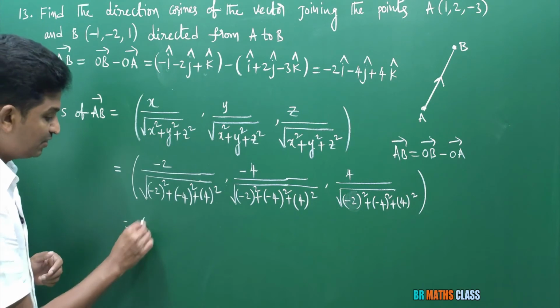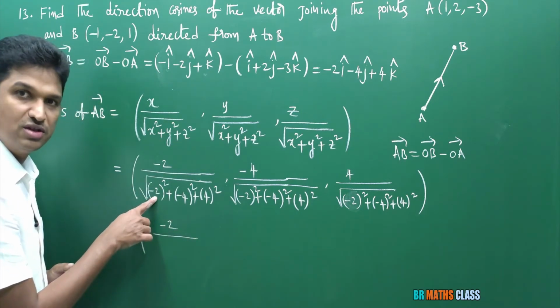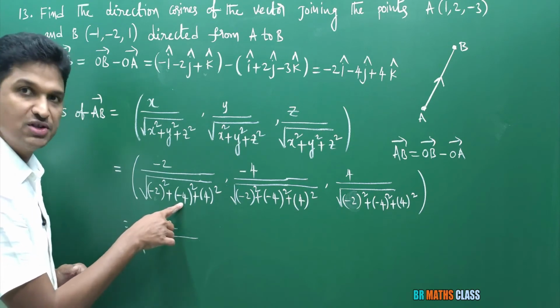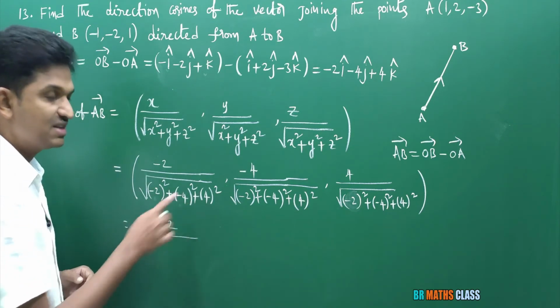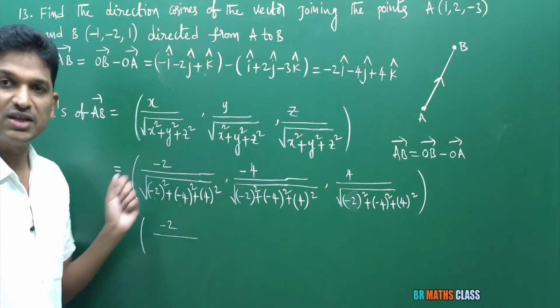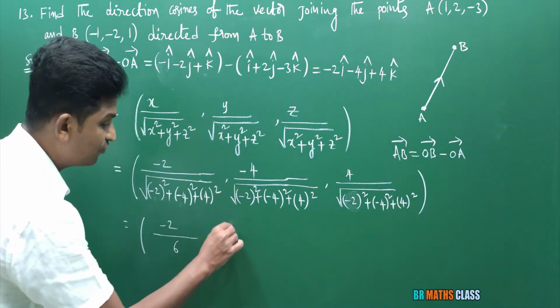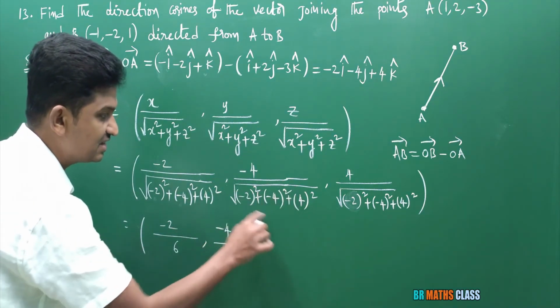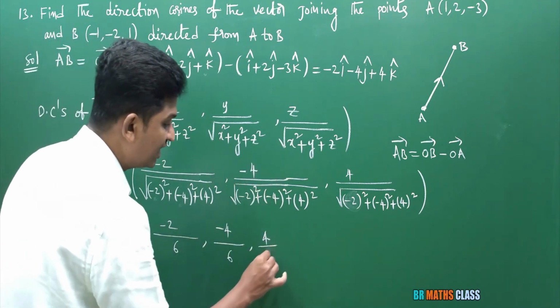Okay, if I simplify this further, what will I get? Minus 2 whole square is 4. Minus 4 whole square is 16. 4 plus 16 is 20. 20 plus 16 is 36. Root 36 is what? Root 36 is 6. Okay, so here what you will get? Minus 4 divided by, this is 36, root 36 is 6. Okay, 4 divided by 6.